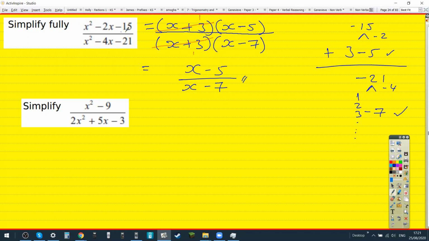Yeah, and so that is how you simplify quadratic fractions. Fully factorize the top, fully factorize the bottom, and then you cancel out the common bracket that's on the top and the bottom. They said simplify fully, so that means you must be able to simplify it. Otherwise, I wouldn't tell you to simplify it. On the top, we had x plus 3, x minus 5. I knew on the bottom one bracket was either x plus 3 or x minus 5. And so you can sometimes use that to help.